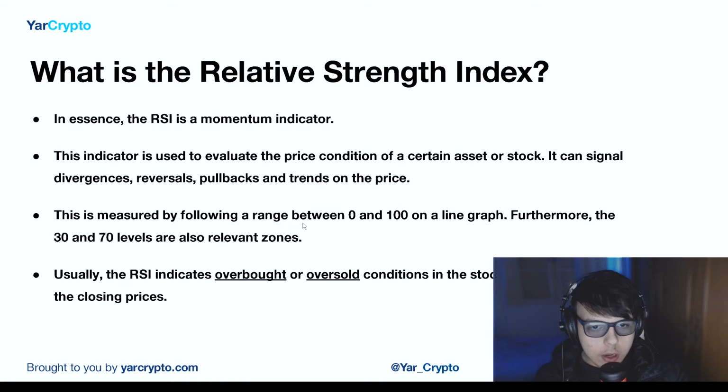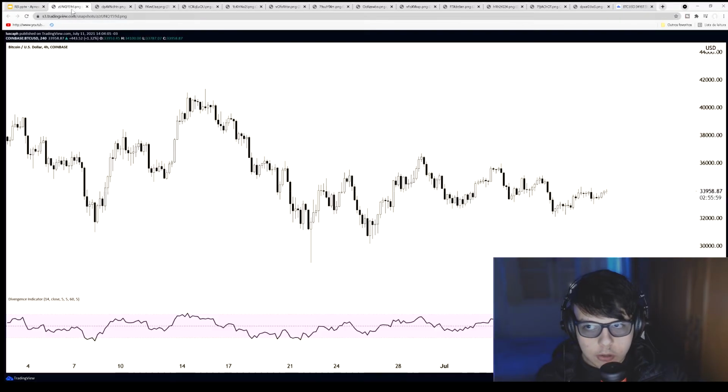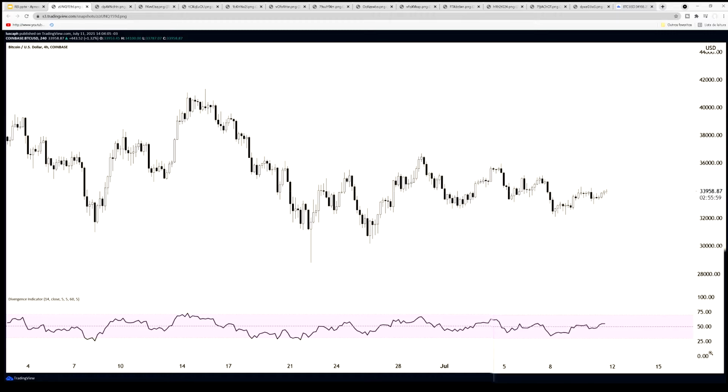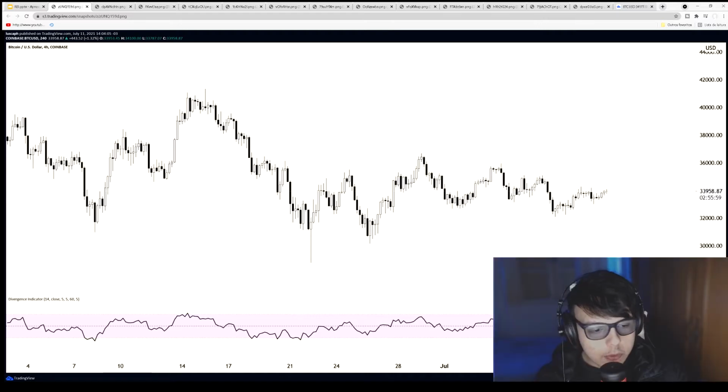Okay, so I'm gonna show you guys here how it actually looks on the chart. If you take a look here, this is the chart for BTC 4 hour. And if you guys pay attention to this chart here, we have the RSI on the bottom here. As you guys can see, we have a range here from 0 on the bottom all the way up to 100. And we also have this purple zone here, which is indicated by the 70 line on the top here and the 30 line on the bottom here. And also we have the middle line, which is the 50 on the middle here.